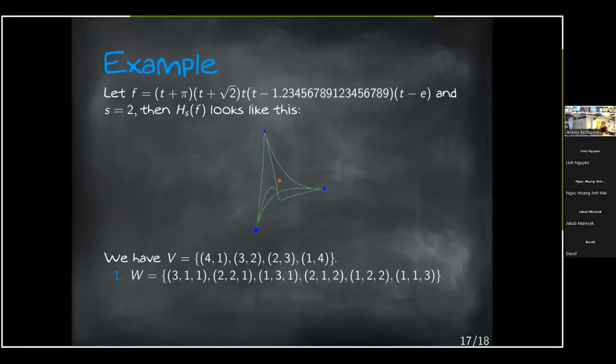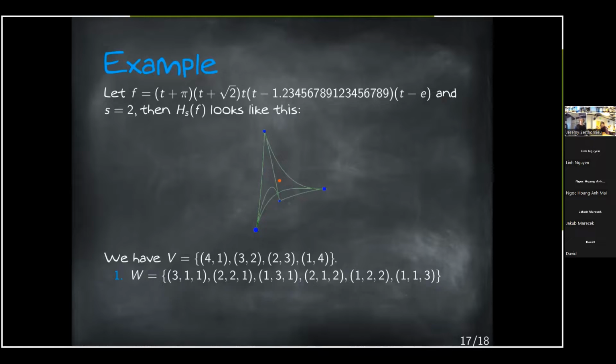So we have the join of (4,1) and (3,2) is (3,1,1). (4,1) and (2,3) is (2,2,1). You can double check it just by adding 2 and 3 together, and we have 4, 1, 2, and 1 together, and we have 2. And similarly for the rest.